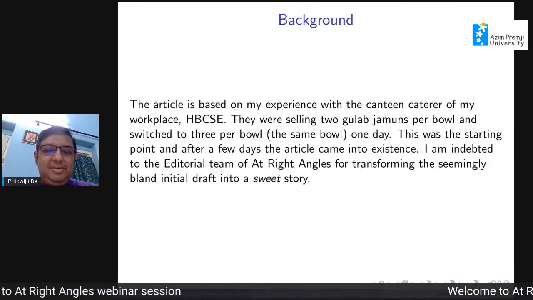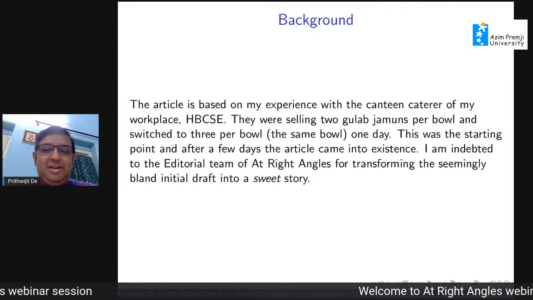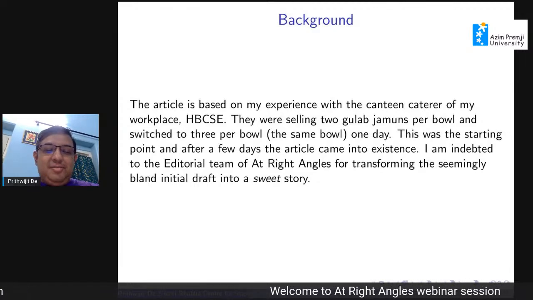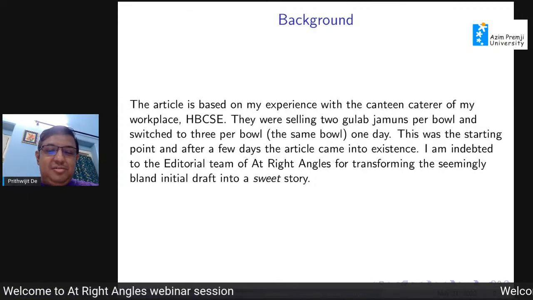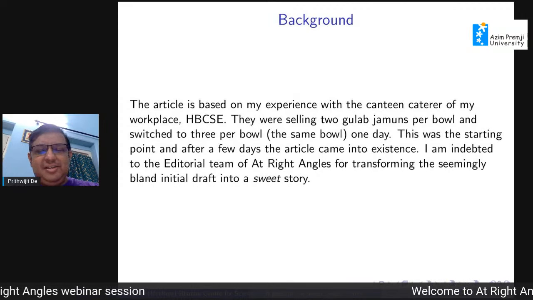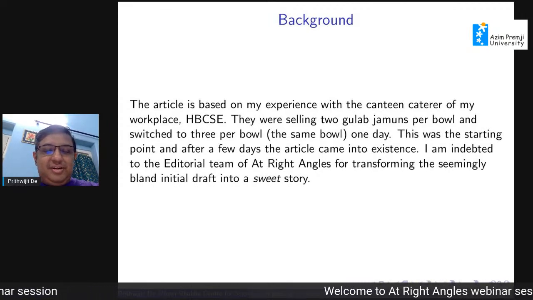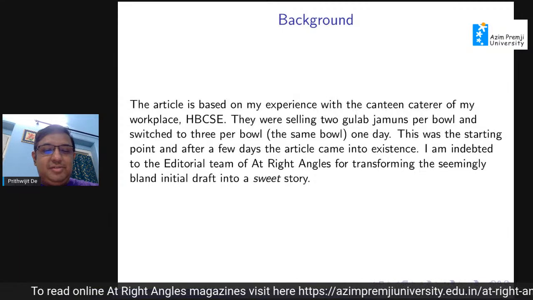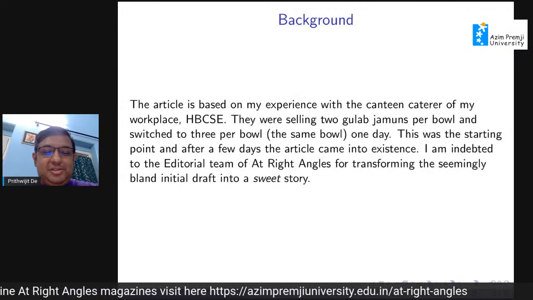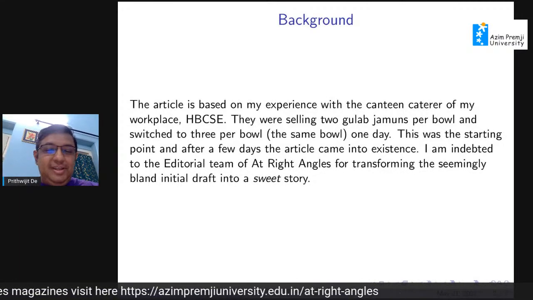So let me do the math. I just sat down and worked out the math, and in a few days' time, I came up with the article. Then I sent it to Dr. Shailesh Shirali, who's the chief editor of At Right Angles, and he loved it. Within a few days, the At Right Angles team turned my very bland script into a sweet story. I'm going to tell you about the story very briefly.